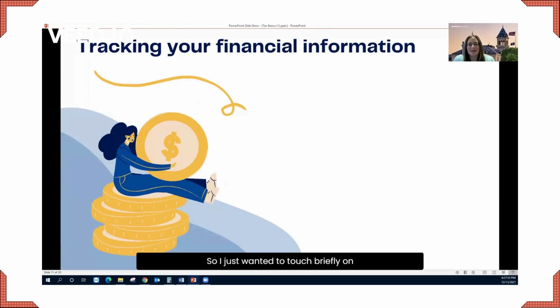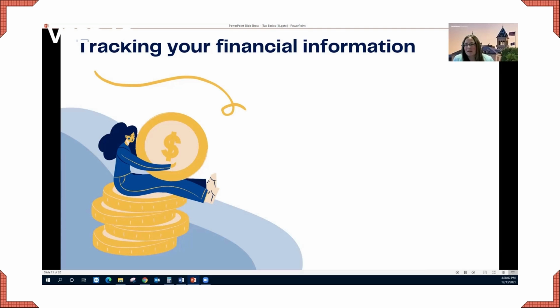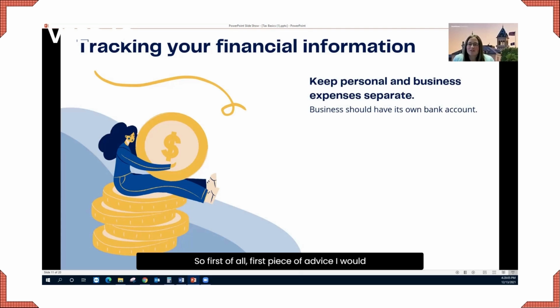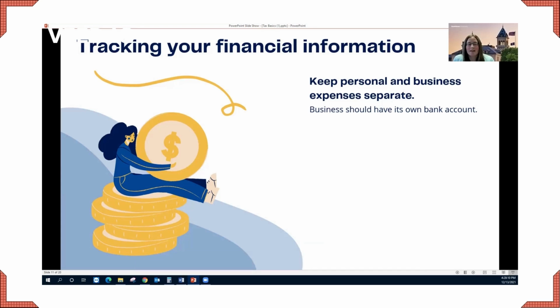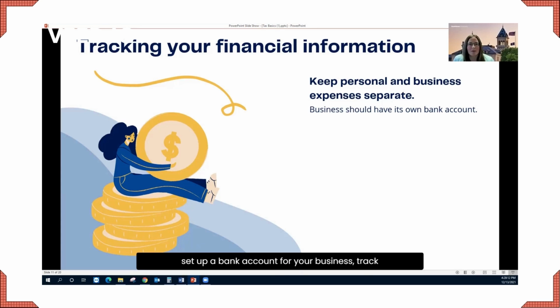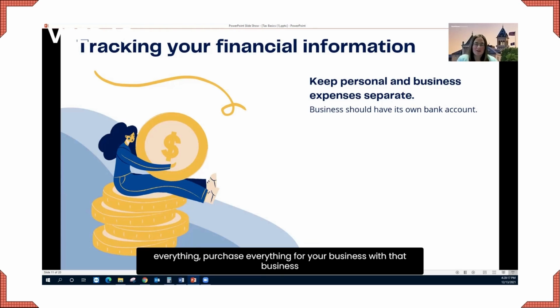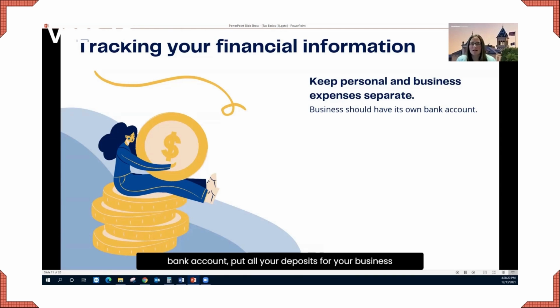So I just wanted to touch briefly on how do we actually track this information? What do I need to keep records of for tax purposes, and that sort of thing. So first of all, first piece of advice I would give you, keep your personal and business expenses separate. The easiest way to do that is just to set up a bank account for your business. Purchase everything for your business with that business bank account. Put all your deposits for your business in the business bank account. That makes it easy because then you already have this separate tracking of that information.